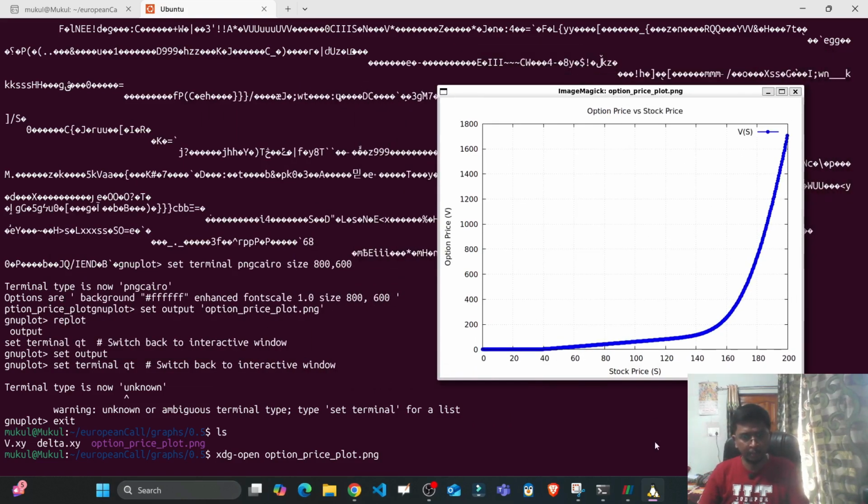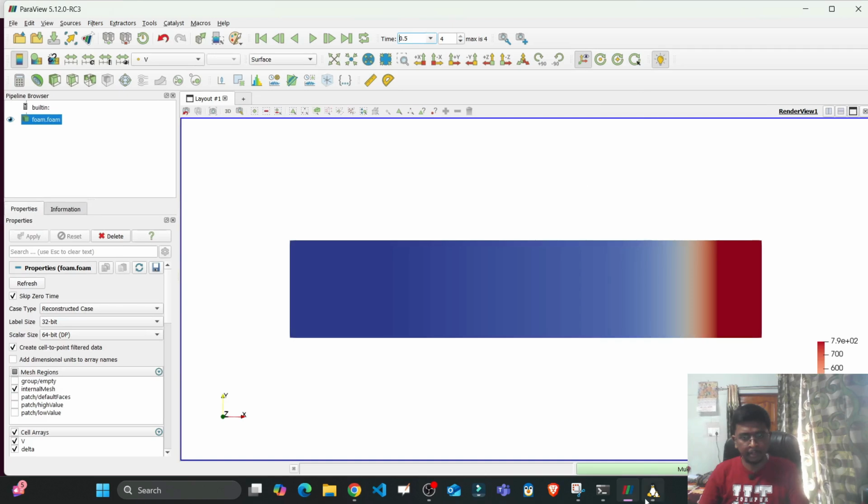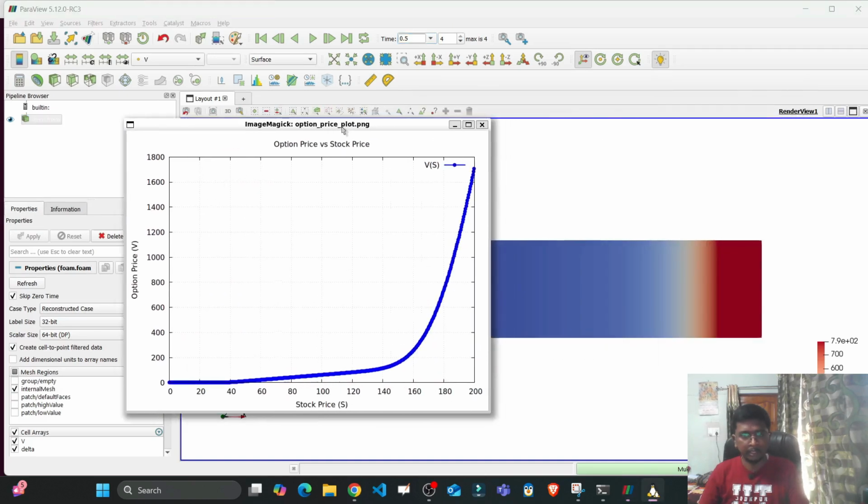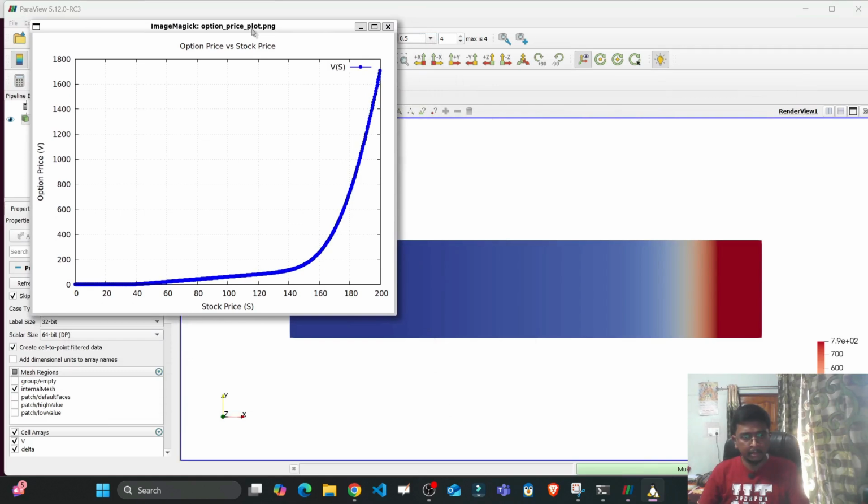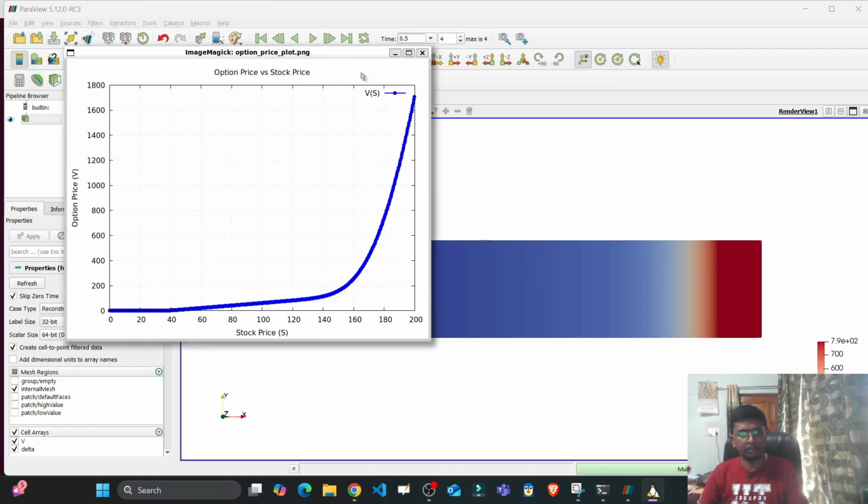Okay, so let me open ParaView also, and let me open the graph, and here you can see that as the stock price is increasing, as it has reached 60, here it is the 60, so it has started increasing, and it has reached up to this value. Why is it giving this?